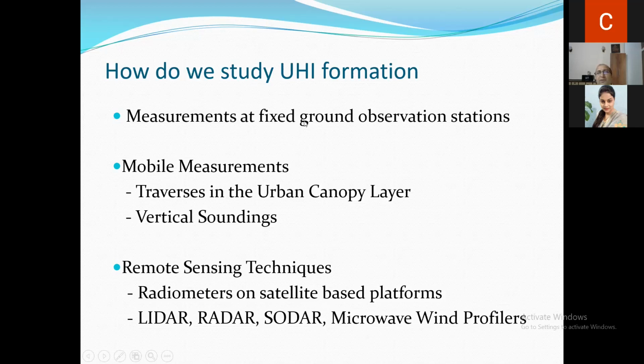While from the fixed ground stations, you will make measurements of, say, near surface air temperature. So remember what you are measuring, and when you want to make a comparison, you should be aware of what you are measuring. Satellite-based platforms have the advantage that they give you vast spatial coverage. That is, we can extract the land surface temperature over the rural areas and over the urban areas also. Whereas the ground-based observation stations would be relatively sparse.